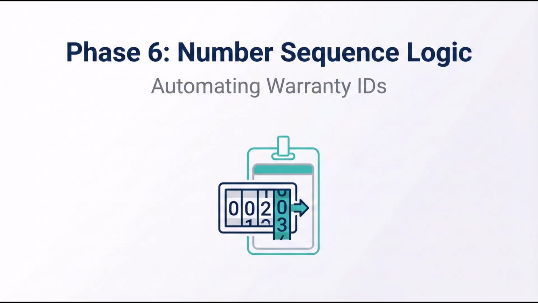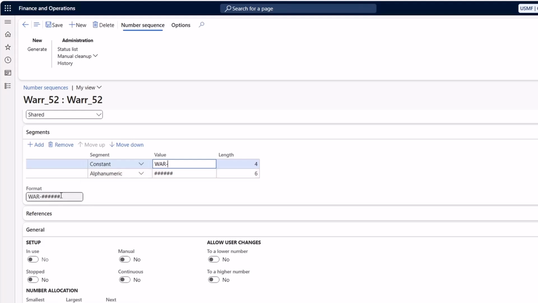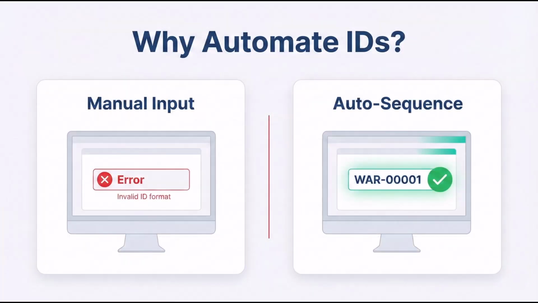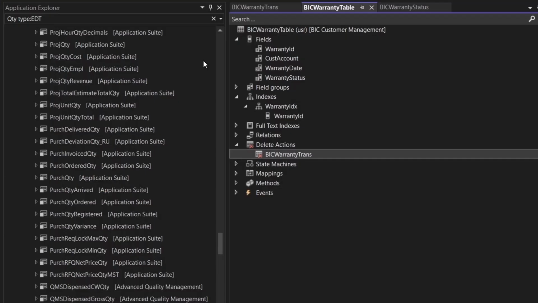Now let's move on to phase 6, where we'll set up the logic to automate our warranty IDs. So the system handles the numbering for us. Remember the number sequence module we built in video 10. Now it is time to hook it up. Right now, the user has to manually type a warranty ID, which creates inconsistent data. We want the system to auto-populate this field with a standard format like WAR followed by 6 digits. So the user never has to worry about it. To make that happen, we need to write some code in the initValue method.